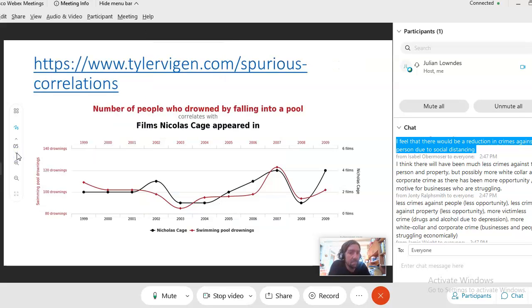And here are some humorous examples of when correlations are clearly not causing one or the other. You can see there's a correlation between the number of people who drown by falling in a pool and films that star Nicolas Cage, but really to say that one is causing the other is a pretty big leap.